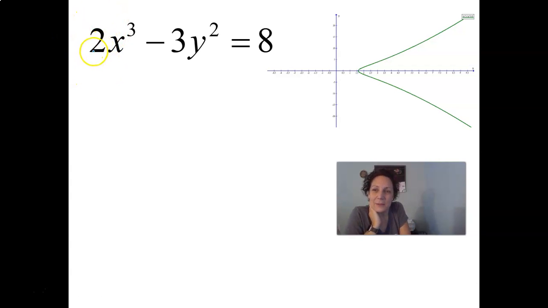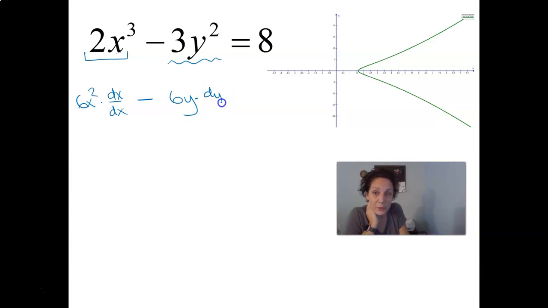Okay, I have 2x cubed, 3y squared, and 8. So let's take their derivatives individually. The derivative of 2x cubed is 6x squared. I took the derivative of an x term, so it's dx/dx. Minus the derivative of 3y squared, which is 6y. I took the derivative of a y term, so dy/dx. And then that equals the derivative of 8, which is just 0.